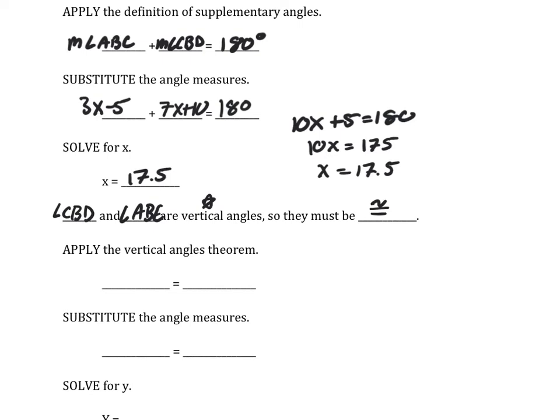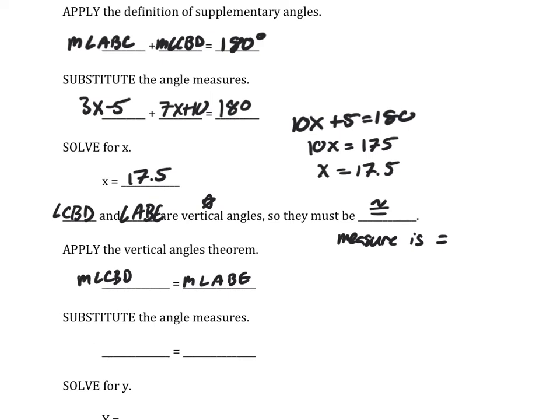So they must be congruent. So if they're congruent, that means their measures are equal. So the measurement of angle CBD and the measurement of angle ABE are equal to each other. So let's substitute in and use this. Now, if I'm looking at angle CBD, currently it says that's 7x plus 10, but I'm using this to find y. I don't want to have an x in an equation that I'm using to solve for y. So what can we do?